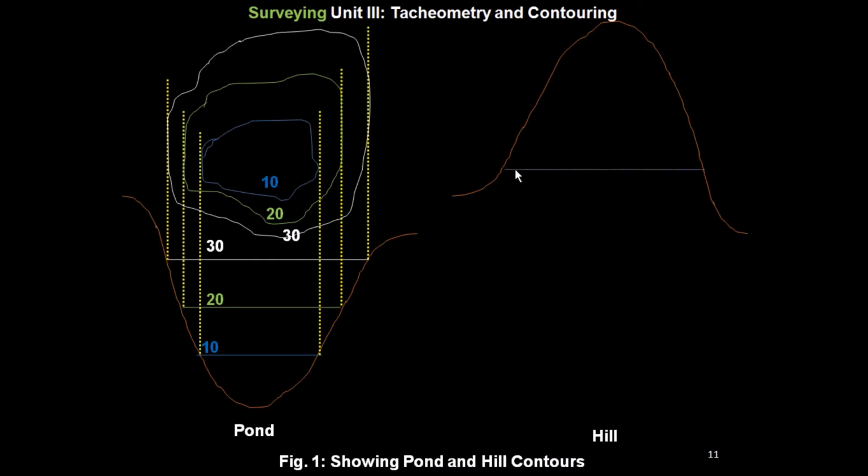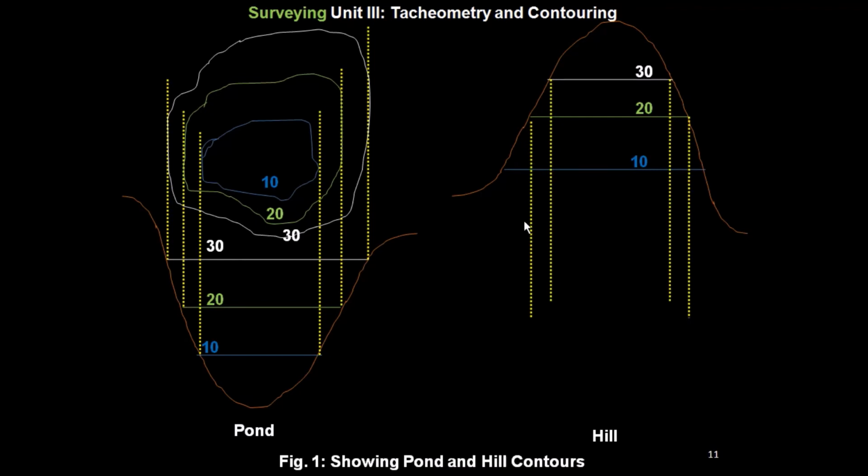This is the level 10 meter, this is 20 meter and this is 30 meter, because this is 0 we have to consider. Now 30 meter projections are taken down. Similarly 20 meter projections are taken down. Then 10 meter projections are taken down.